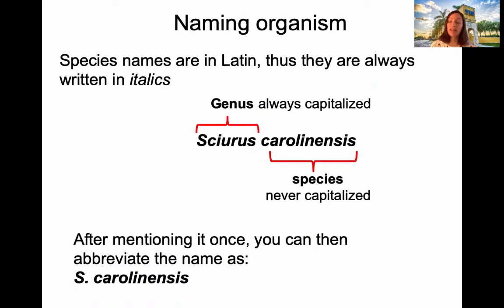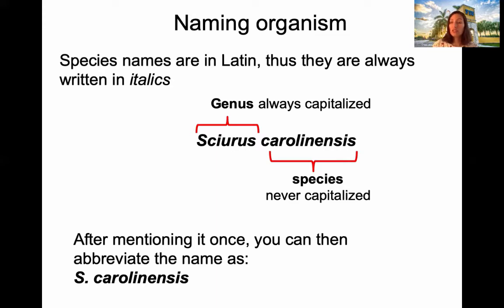In English writing, anything that is in a foreign language, such as Latin, needs to be in italics. And the species names are in Latin, so they have to be in italics. And the species name is two words. The first word is the genus, and the second word is the species name. And the genus is always capitalized, and the species name is never capitalized.